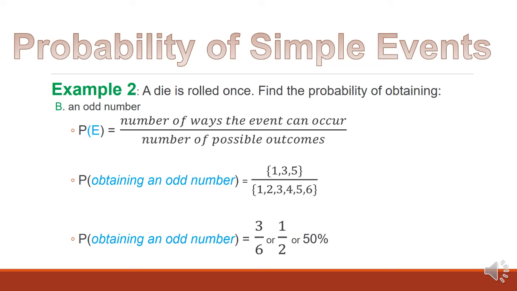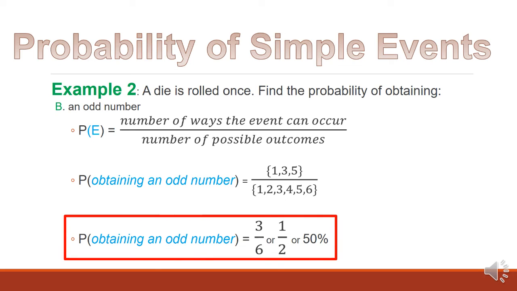So 3 over 6, or in lowest terms we have 1 over 2, or in percentage form we have 50%. Therefore, you have a 50% chance of obtaining an odd number in rolling a die.